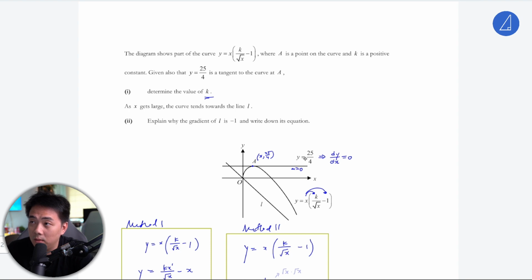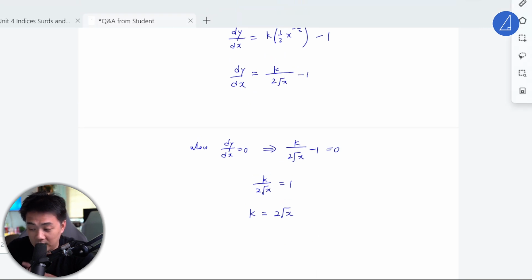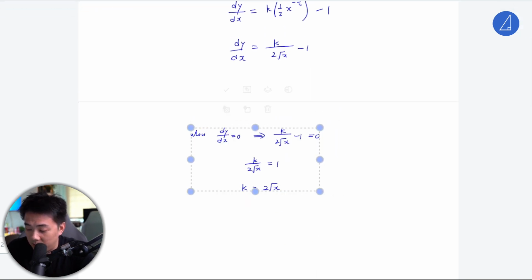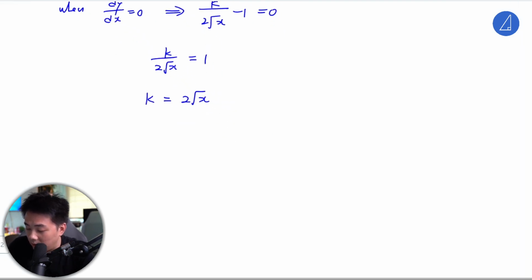So we're going to equate y. Okay, so essentially now we know that k equals root 2x, and this is what we should be able to get for our answer. But in order to get the answer, we need to find x, right? So what we're going to do is just solve for a.